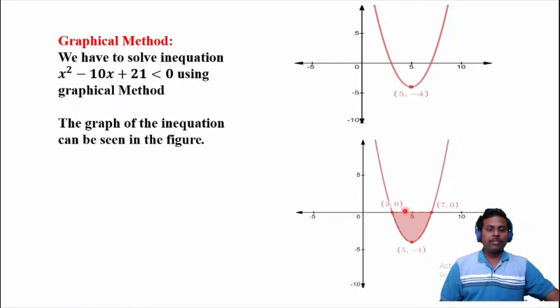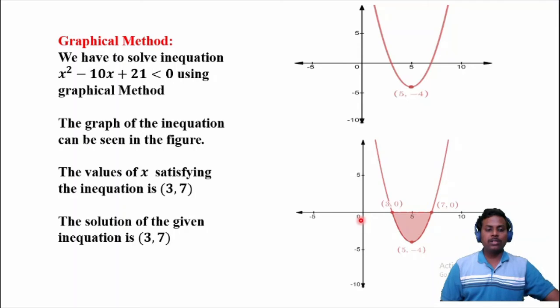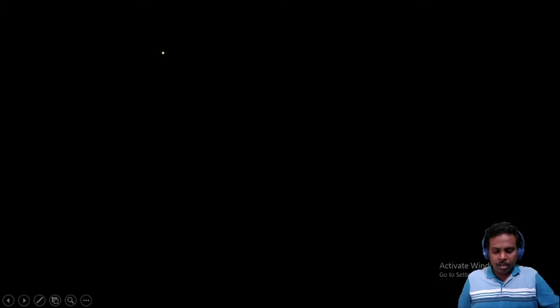The graph of the inequation is seen in the figure. The values of x satisfying the inequation are 3 to 7. So the final answer, the solution of the given inequation, is 3 to 7. Hope you have understood the example and the two methods in which we have solved the given inequation.